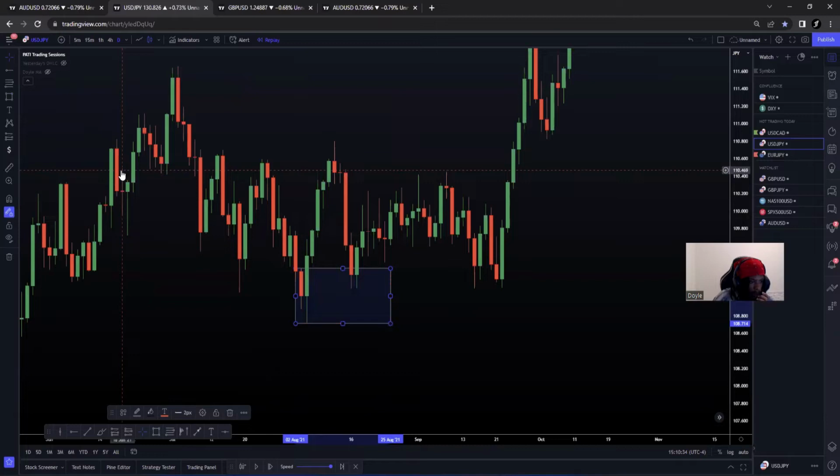Is it still high probability if the gap is really small? It doesn't matter what size the gap is. It can be tiny. It can be large. It doesn't matter. They still got to balance out the market and then reverse.